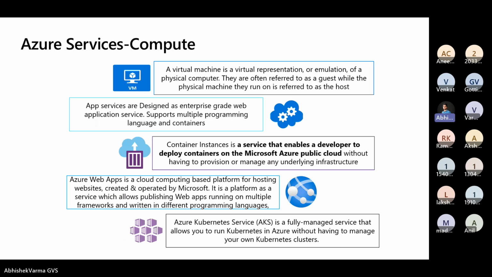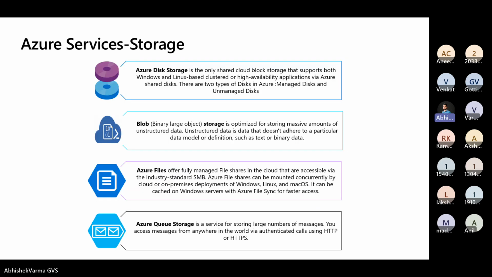The basic services for compute are Amazon Virtual Machine, Amazon Web Apps, Azure Virtual Machine, Azure Web Apps, Azure Kubernetes Services, and Azure Public Cloud. The storage services are Azure Disk Storage and Azure Blob. Disk Storage supports both Windows and Linux, and Blob storage is mostly used to store data like images. Azure Files is used to attach to virtual machines, and Azure Queue Storage moves messages in a single order, mostly used for messages and emails.